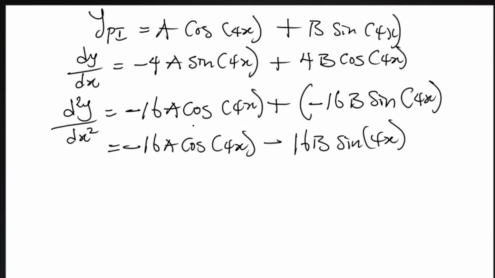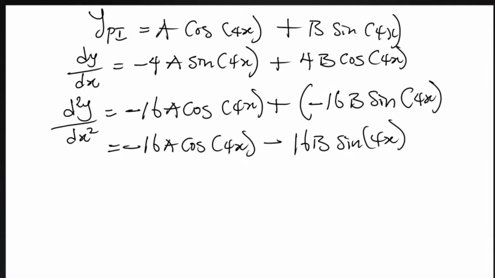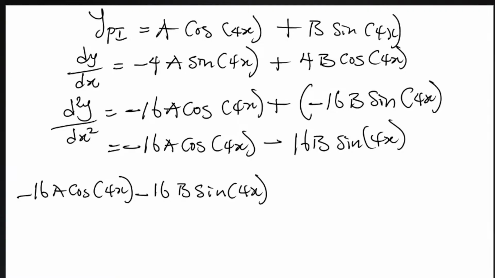What do you do next? You pick this equation and you replace it wherever we are seeing our given equation to be d²y over dx² minus 5 dy over dx plus 6y, and that will be equal to 2 sine 4x. Are we together? So if we do that, we'll simply have our balanced equation to be, the first thing you need to do is to get d²y over dx². We have that to be minus 16, so you have minus 16a cos 4x. This will be very long, so take it bit by bit. Minus 16b sine 4x. Are we together?